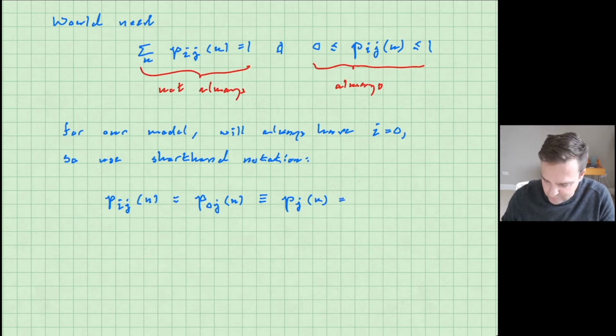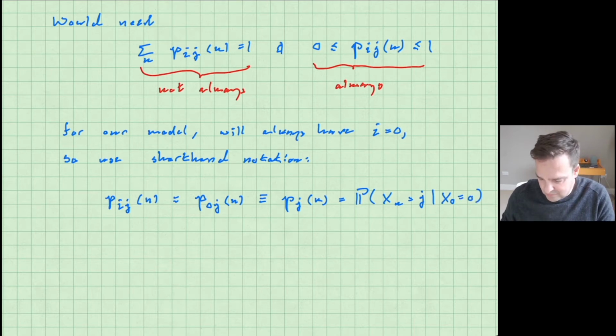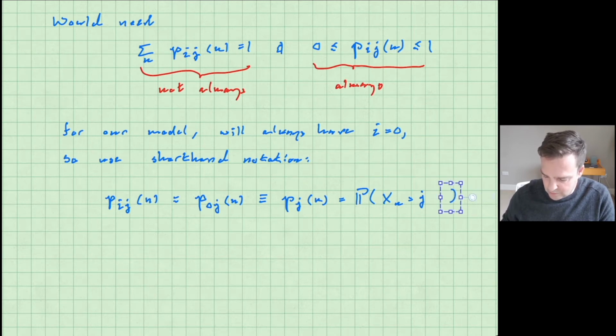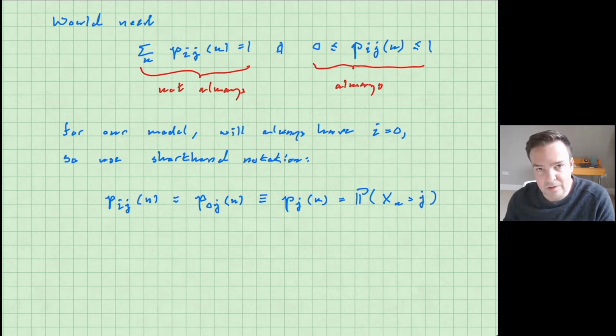And so therefore this is the probability that xn is equal to j. You could put here, given that x0 was equal to 0, and that's correct, but we are always going to have this, and so for our discussion we're just going to eliminate that part. We're not going to consider transitions from any other place. So we're just going to move this, and this is what our shorthand notation means.